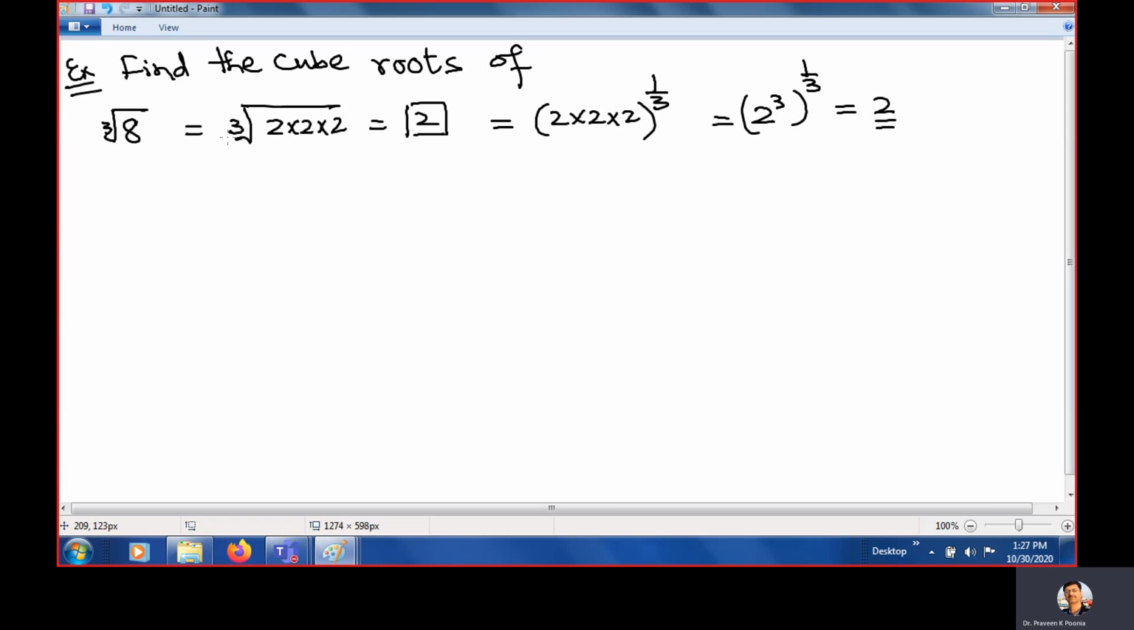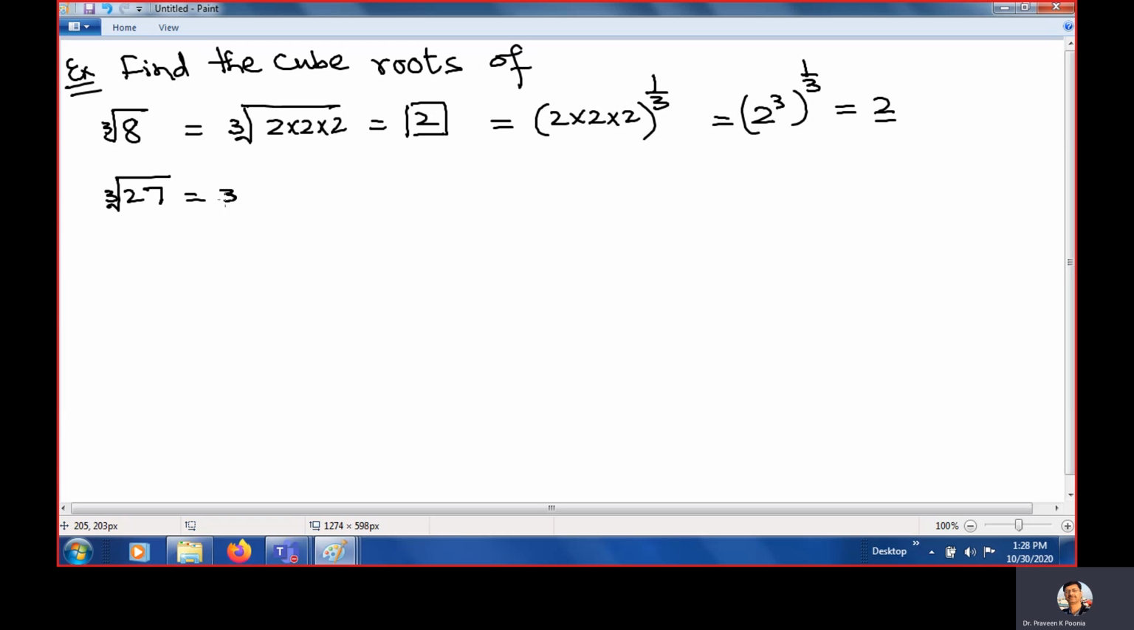Powers cancel. So the answer is 2. Like here, if 2 is written, we need 2 numbers inside. If 3 is written, we write 3 numbers inside. If 4 is written, we need 4 numbers inside. That's the thing you need to remember. Clear?